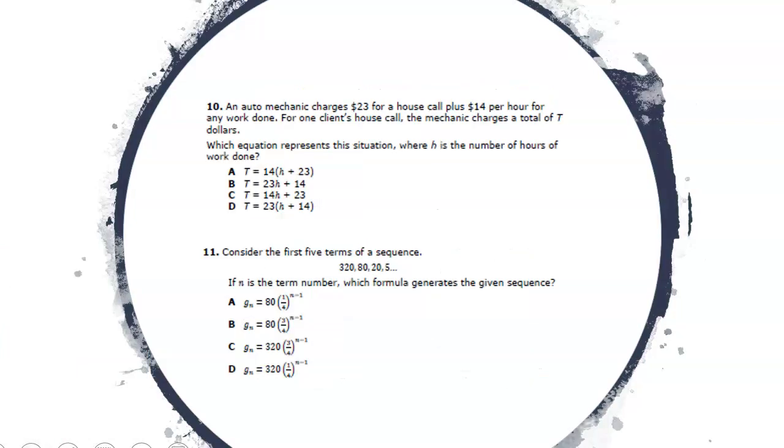All right, number 10. An auto mechanic charges $32 for a house call plus $14 per hour for any work done. For one client's house call, the mechanic charges a total of $2. Which equation represents the situation? Okay, so $23 plus $14 per hour. $14 per hour plus $23 one time is 14H plus 23, C.